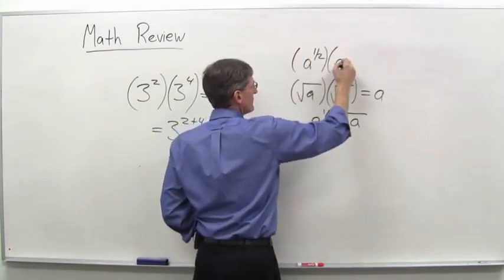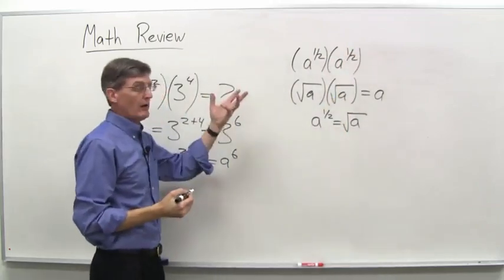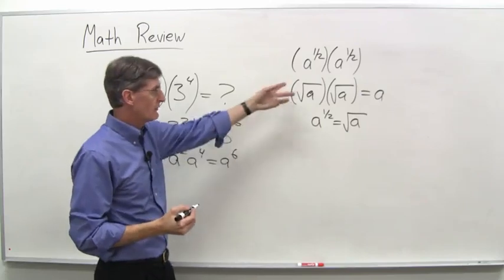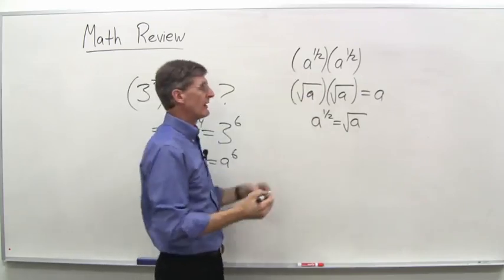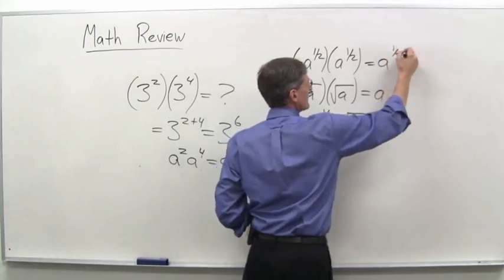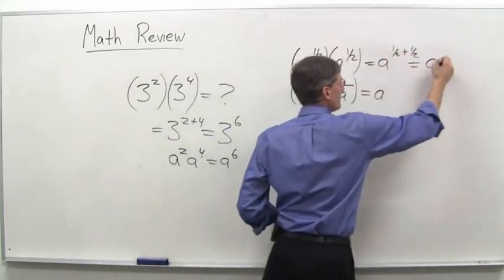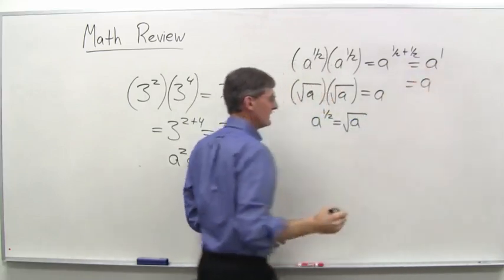a to the 1/2 times a to the 1/2, bases are the same. A's are the same, like bases, so we add the exponents. This becomes a to the 1/2 plus 1/2, which of course is just 1. So we get a to the 1, which is just a.